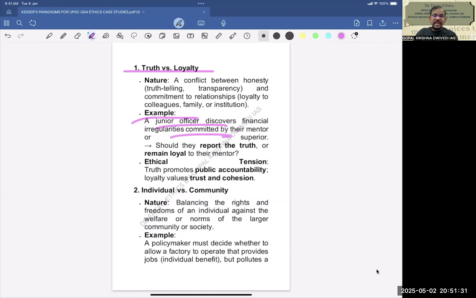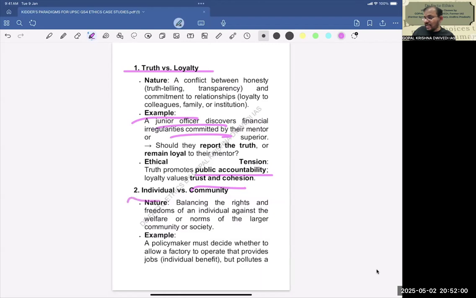Basically, the ethical tension involved here is truth versus loyalty, which means truth promotes public accountability, while loyalty values trust and cohesion. So both are important qualities, but which one will be chosen depends on the situation. So this is the first conflict paradigm he has noted.